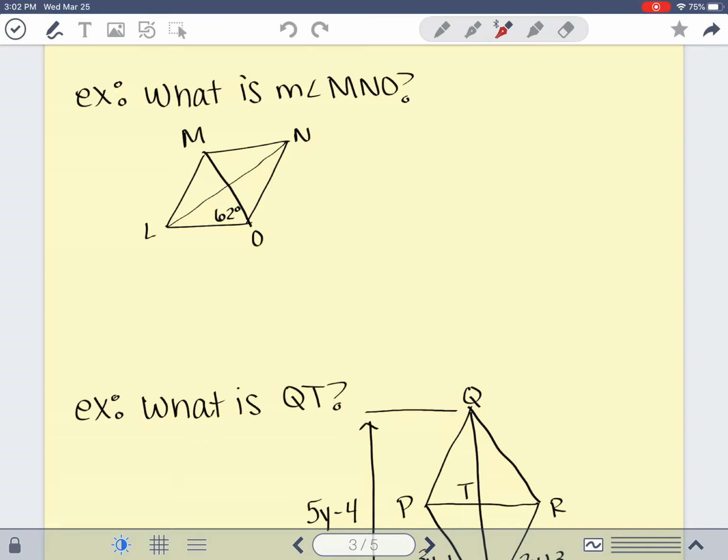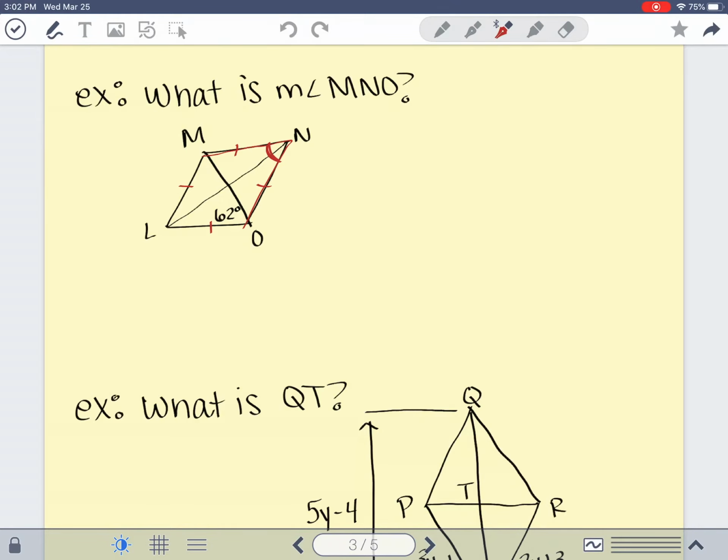In our next example, first I should probably put that this is a rhombus. So all of those sides are congruent. We want to know what is MNO. We want to know this whole angle measure.